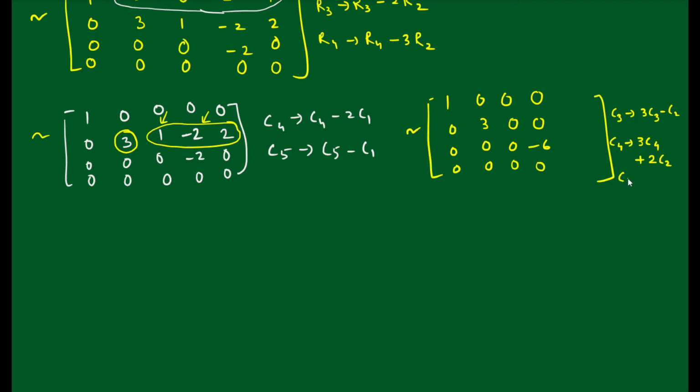Again C5. So C5 is 3 into C5 minus 2 into C2. 0 0 0 and then 0. Okay, now one more step will be there. So first here we fixed column 1, then here we fixed column 2. Now we have to fix column 3. So column 1 and column 2 we have to write as it is.